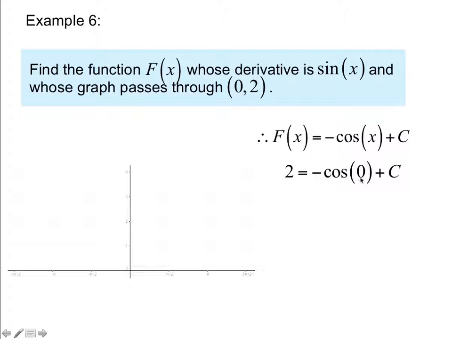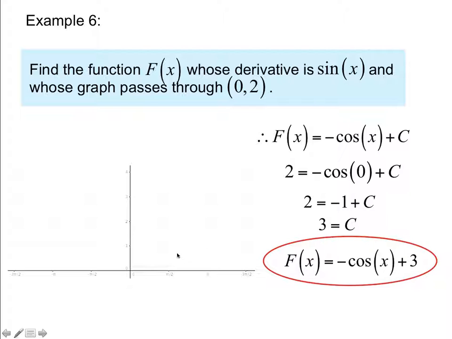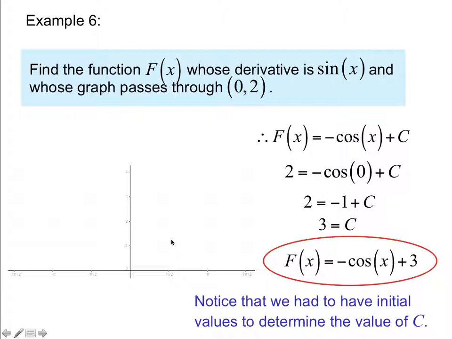We know that the cosine of 0 is 1, so this whole term becomes negative 1. So we have 2 equals negative 1 plus c, so c must equal 3. This function must really be minus cosine x plus 3. If you notice, we had to have this initial coordinate (0, 2) in order to find that value c.